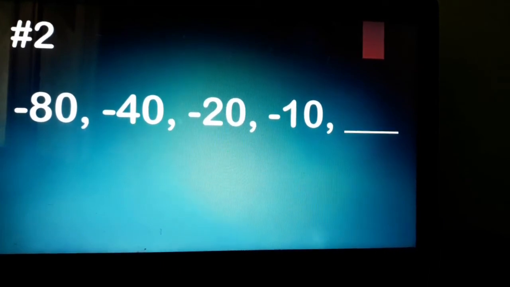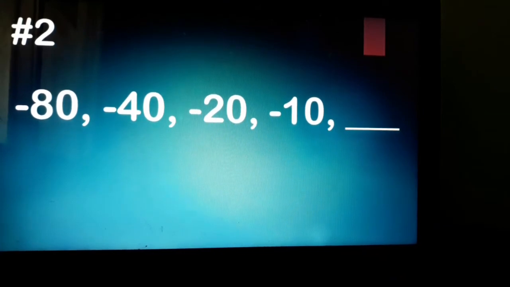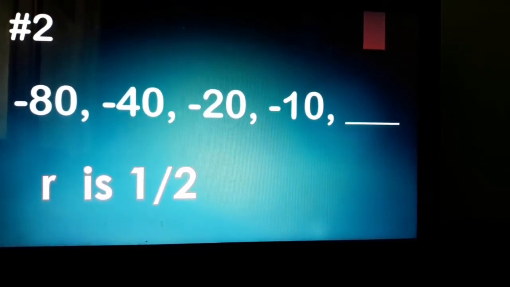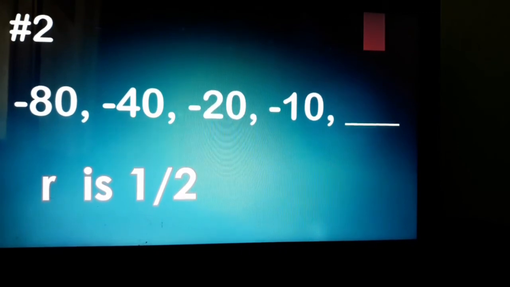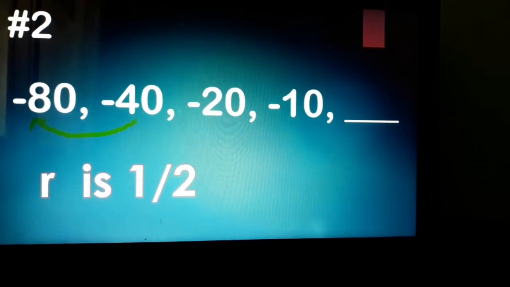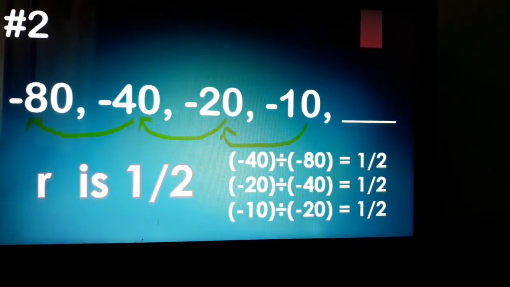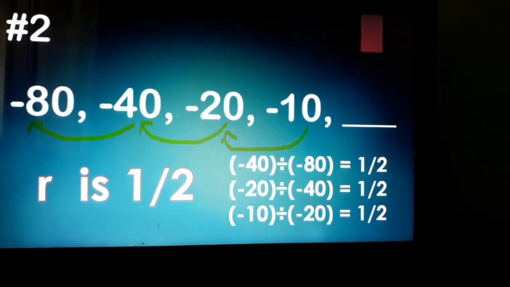Number 2. So ang sequence natin is negative 80, negative 40, negative 20, negative 10. Is this a geometric sequence? Tingnan natin. The common ratio here is 1/2. Paano yun nakuha? So, negative 40, divide natin by negative 80. Negative 20, divide by negative 40. Negative 10, divided by negative 20. Ang common ratio dyan ay 1/2.